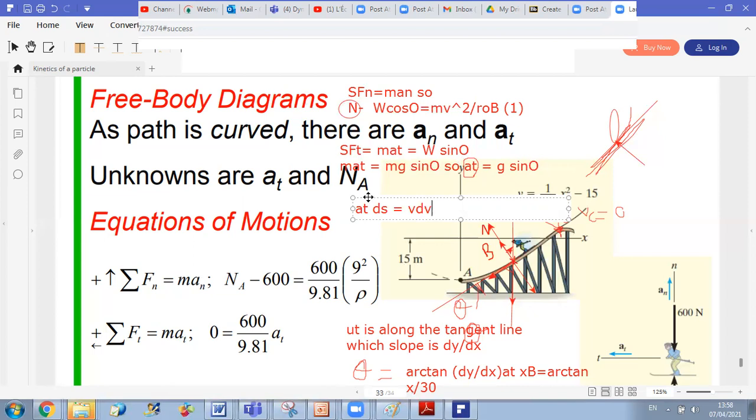The problem is that I have ds, while in my problem the variables are y and x. So how can I change my variables? It's very simple. If you replace a_t by its value, a_t is g sin theta, times ds equals v dv. Okay? If you look carefully, what is ds sin theta?